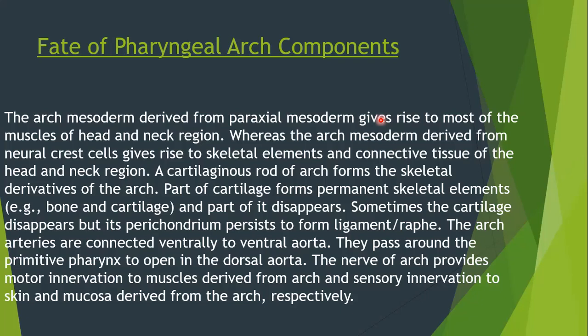Now, most of these pharyngeal arteries, most of them disappear. Others persist to form definitive arteries in the adult. Then the nerve of the arch usually provides motor innervation to skeletal muscles derived from the arch, and sensory innervation to the skin and mucosa derived from the arch.